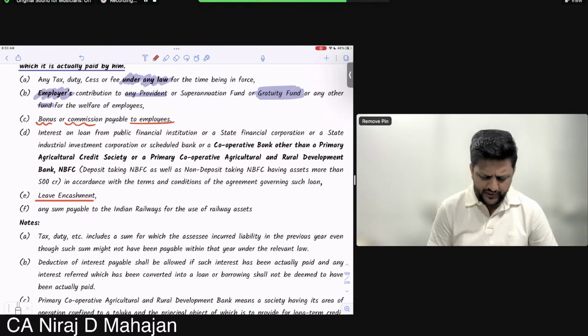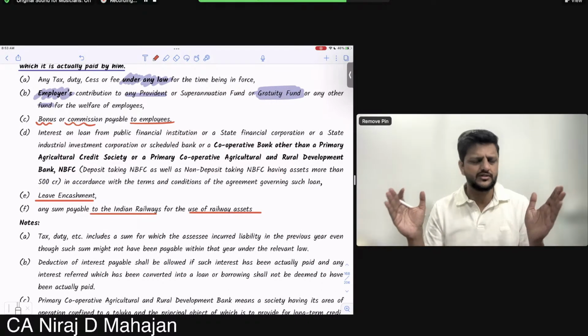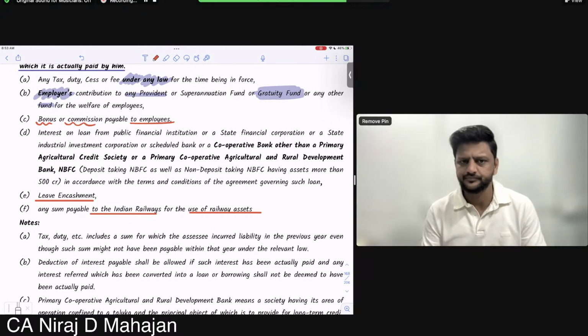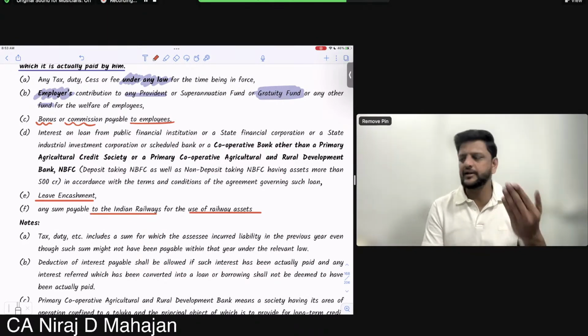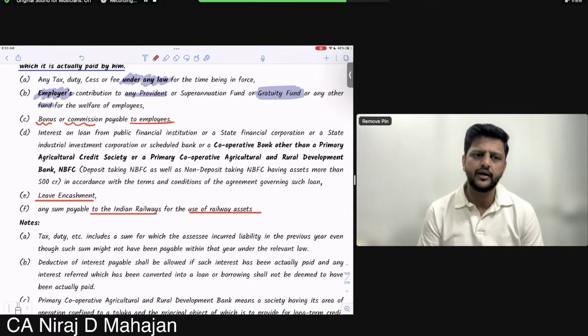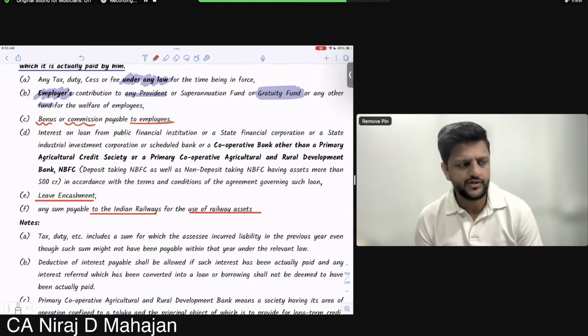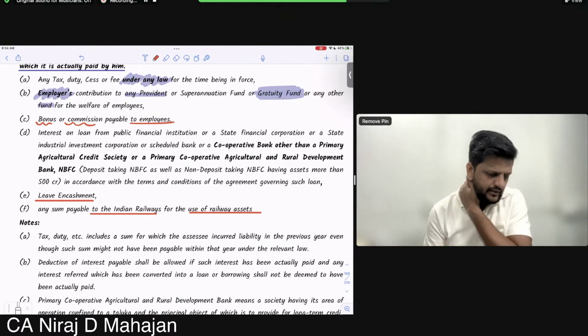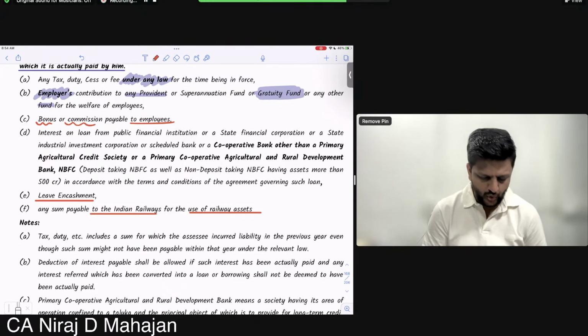Any sum payable to the Indian Railways for the use of railway asset. That means you have used their coaches, railway coach, you understand? Dabba. So again, railways comes under government. So it is again an amount payable to the government. Again, it has to be paid in time, not just a book entry. It can be used for any purpose, bacho.